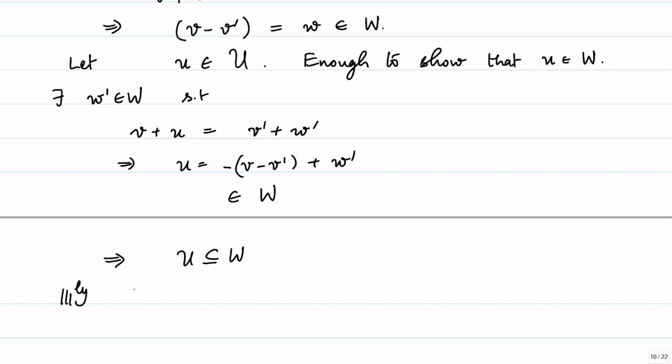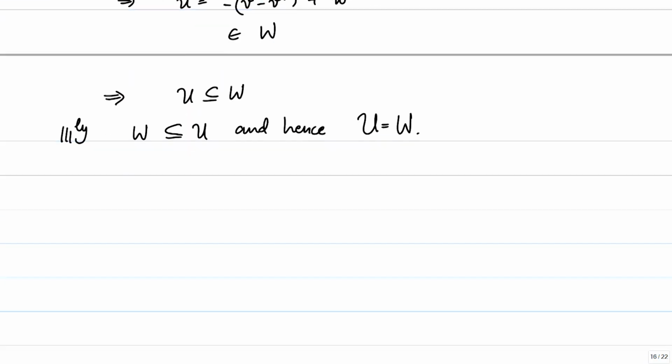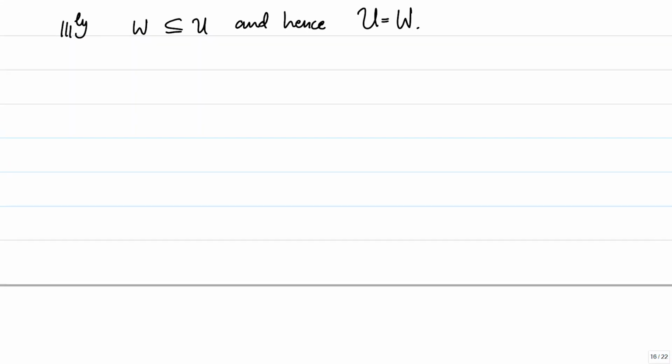Similarly, by a very similar argument, W is contained in U and hence U is equal to W, which we had set out to prove. So that completes the problem. So the next problem again is a problem which involves quotient spaces. So let me just write it down and then solve it.